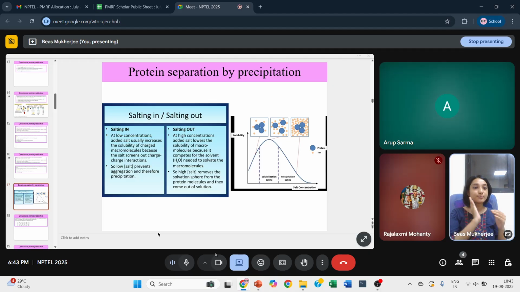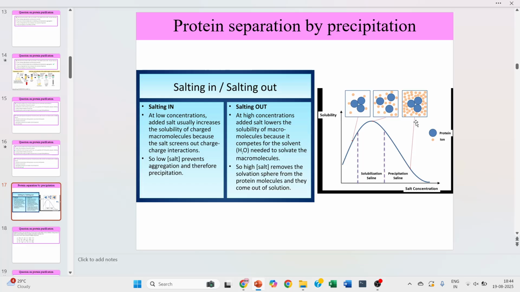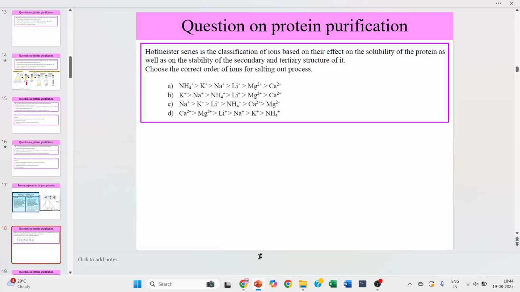Earlier in salting in, it was protein and solvent interaction that was increasing because of the addition of salt. So high salt removes the solvation sphere from the protein molecules and they come out of the solution. Solvation sphere means that this is your protein, surrounded by water molecules. When salt comes in, the salt is going to interact more with the water molecules. When there is too much salt, the protein is going to interact more with other proteins and the entire thing is going to come out as a precipitate. So this is called the precipitation line and this is your solubilization line, and the entire figure is explained.